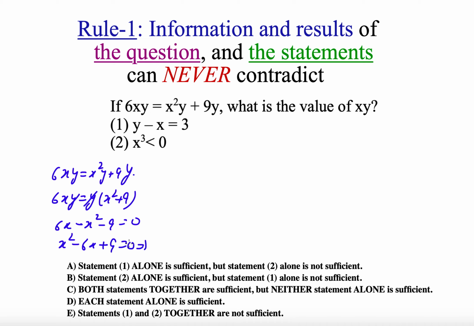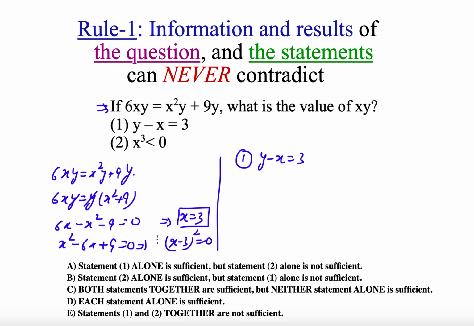That eventually gives us (x minus 3) whole squared equal to 0, which means the inference we have is x equal to 3. Now, having simplified the question stem, I look at the first statement, which says y minus x is equal to 3. So I see that x is equal to 3, that means y will be 3 plus 3, which is 6, and what the question seeks, the value of xy, is equal to 18. That means the first statement looks sufficient.